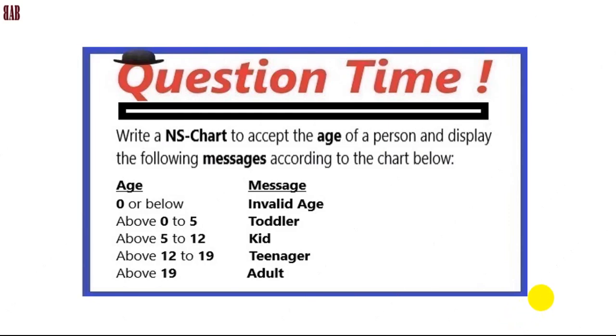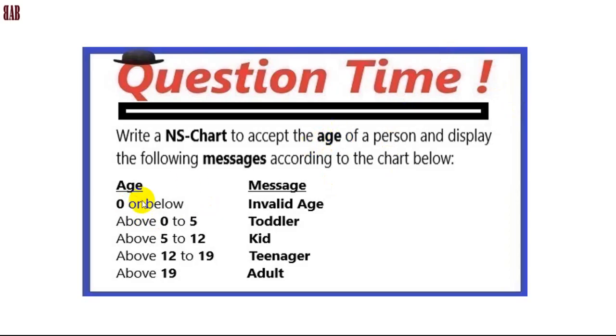Okay, here's another question and answer to try out. You have to write an NS chart to accept the age of a person. This is a slight variation to the previous one. You're accepting the age, and earlier on you said it's a teenager, not a teenager, or invalid. This time you're going to do the same for invalid.